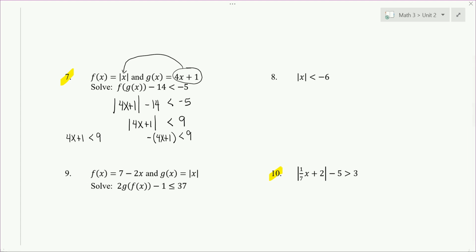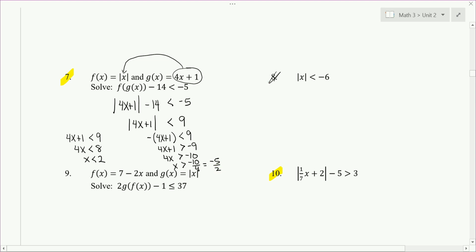Both cases would work. In the first case, I'm going to subtract 1, and I get 4x is less than 8. Divide by 4, and we get x is less than 2. Second case, I'm going to multiply both sides by negative 1, and I get 4x plus 1. Remember, you switch your sign when you multiply by negative, is greater than negative 9. Then I'm going to subtract 1, and I get 4x is greater than negative 10. Divide by 4, and you get x is greater than negative 10 divided by 4, which reduces to negative 5 over 2.